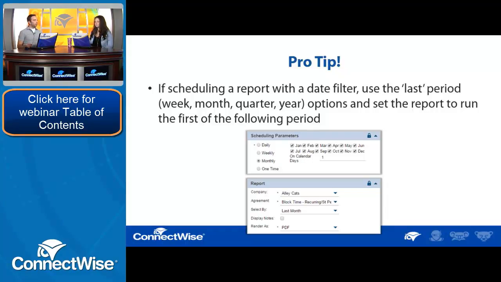So in this example that we have on the screen, you can see that we have a monthly report. It's going out on the 1st of every month, and we have the select by set to last month. This way it's going to capture the full last month, the first through the last. There's no worrying about whether the month ends on the 30th, the 31st, or the 28th. It goes out the first of the month, and they'll get the last month's full report.